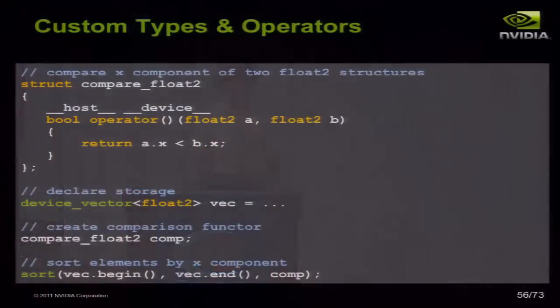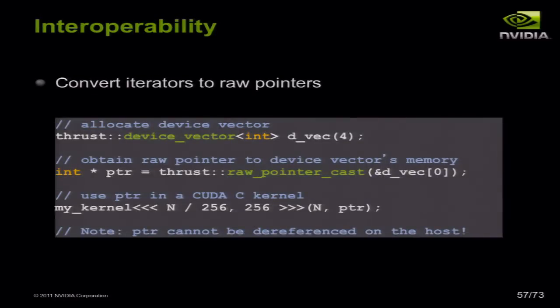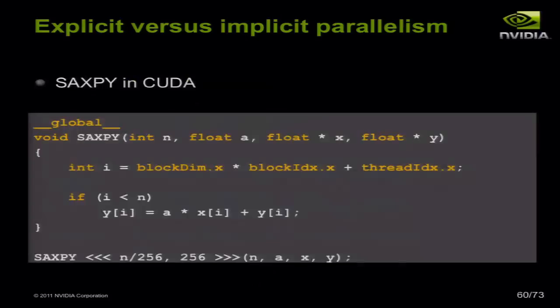There's no support for MPI at the moment. OpenMP and TBB and CUDA are the 3 backends. You can use your own custom types. You can interoperate. So if you want to get a pointer and use it with a CUDA kernel, you can do that. I'm skipping the rest because we've run out of time.